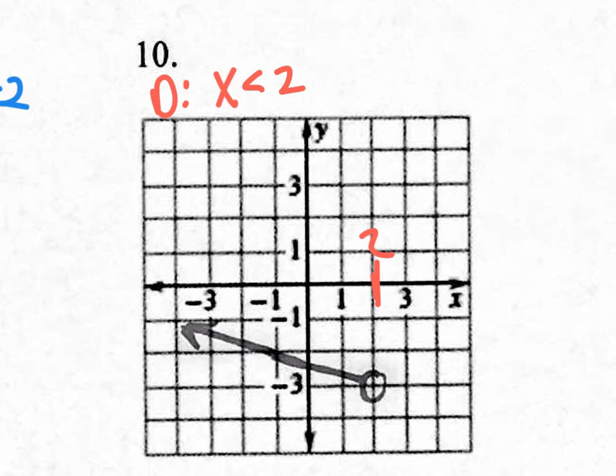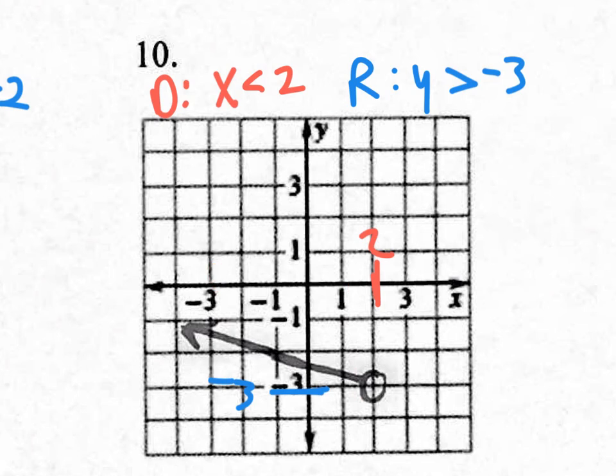Okay, what about the range? The range, we're talking about y values. Y is what? Greater than -3. Okay, because here's your y value of -3, and this whole line will all be above. It'll never be below. It'll always be above -3 on the y.